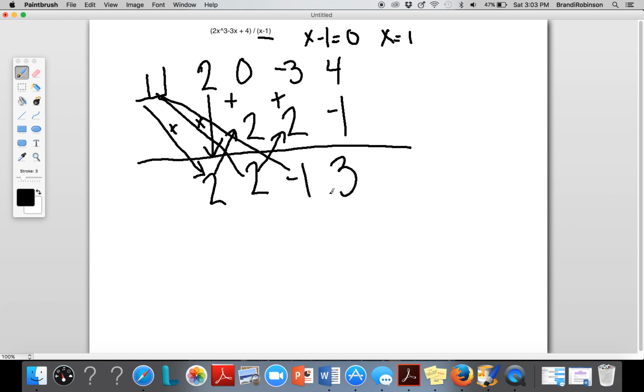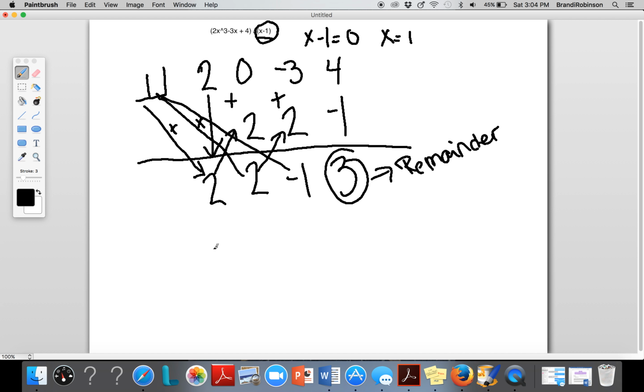Now, there's a couple of important things to note here. This is called the remainder. The remainder is important because if you get a remainder of 0, that means that you have an even division and that whatever is in the box is a root of the original polynomial. So it's factorable by that, okay? Factorable is what we're looking at here. This is not factorable by x minus 1 because that remainder is something other than 0.